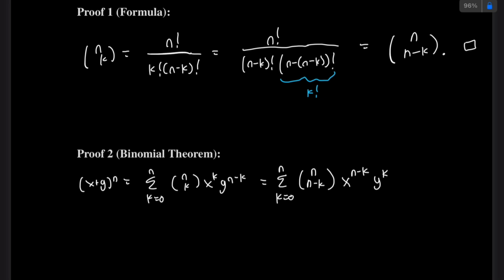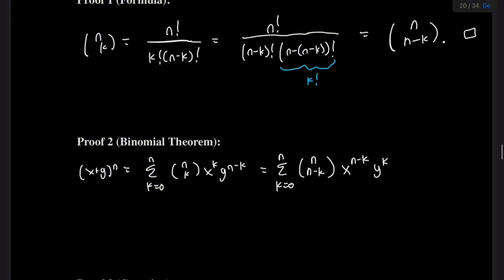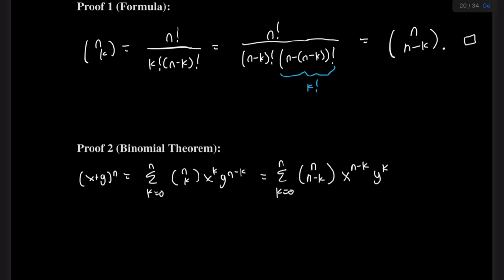Okay. But now, (x+y)^n is just the same as (y+x)^n. But what is (y+x)^n? It's just the sum from k equals 0 to n of n choose k, y^k x^(n-k). So all the coefficients match up here, right? This is true for any x and y.